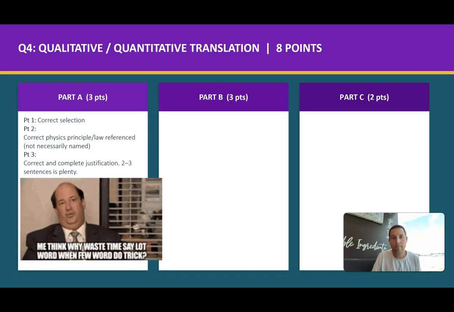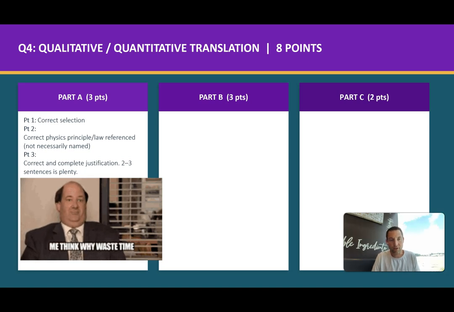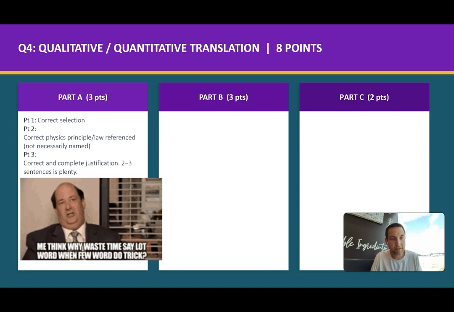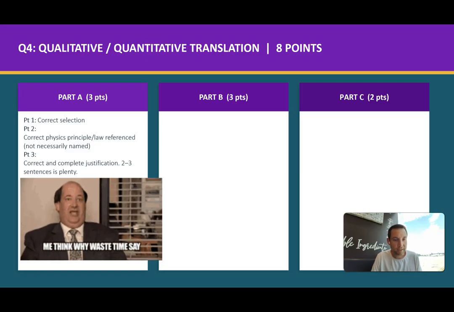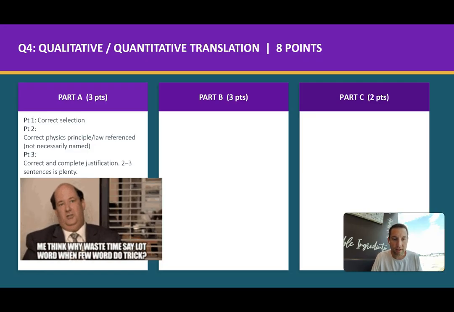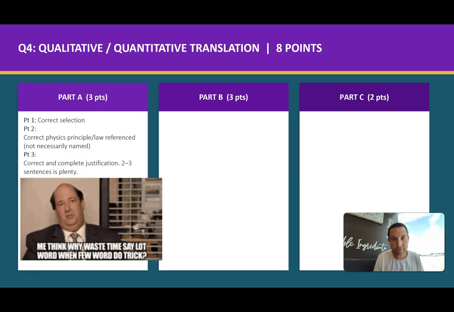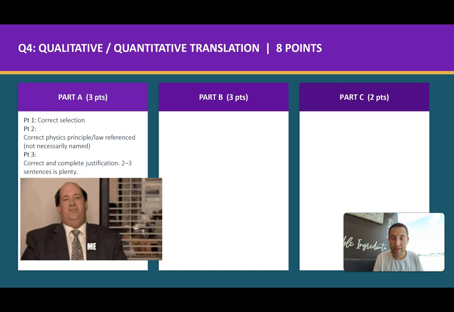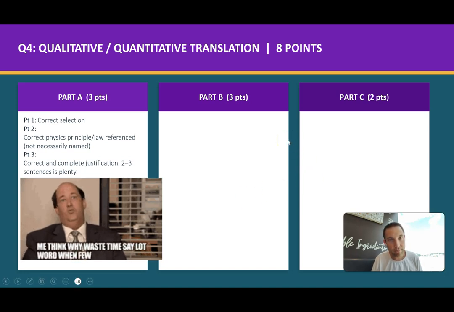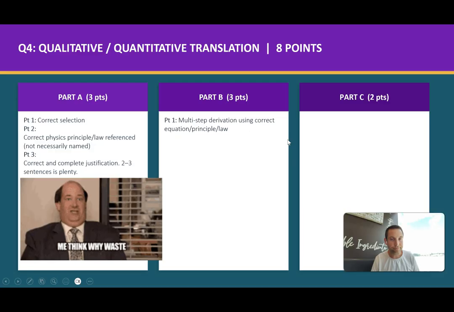Point 3, having a correct justification. 2 to 3 sentences is plenty. Just like Kevin says, why waste time? Say a lot word when few word do tricks. Notice that point 2 is a justification point, but it's not necessarily the correct justification. So there's some forgiveness in there. You could potentially earn point 2. Remember, as usual, do not say anything physically incorrect.